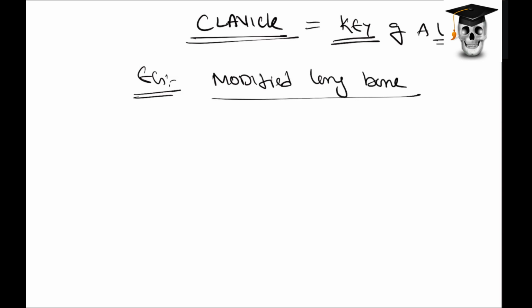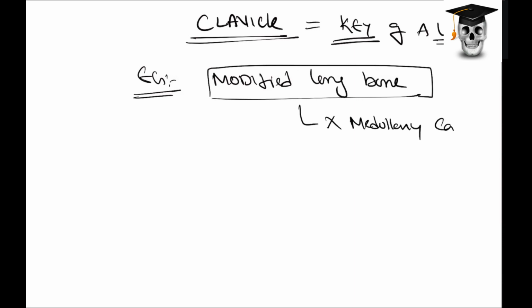So what is modified here in this case? Why do you call this a modified long bone? No medullary cavity. Very good. So, absence of medullary cavity. Since the medullary cavity is absent here, the word modified is used. Okay, so that is the example part of it.